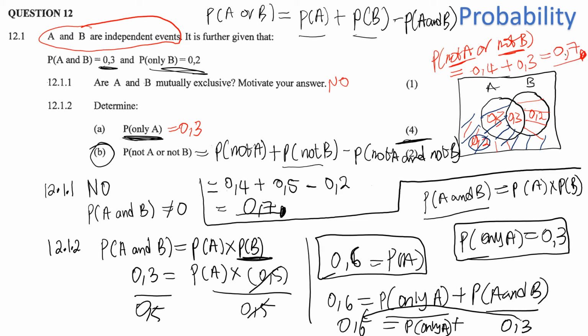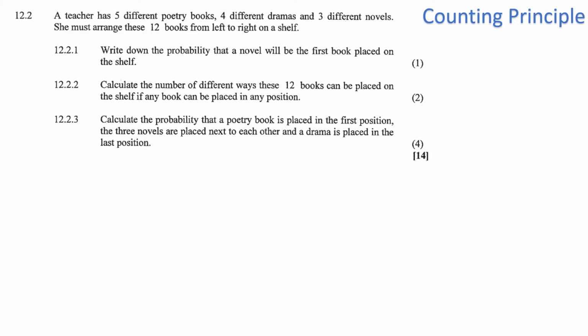All right, let's go to 12.2. A teacher has 5 different poetry books, right? So we have 5 poetry books. I'll just use P. 4 different drama books, 4D, and we have 3 different novels, right? She must arrange these 12 books from left to right on a shelf.